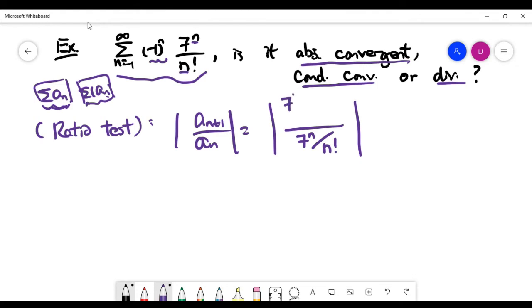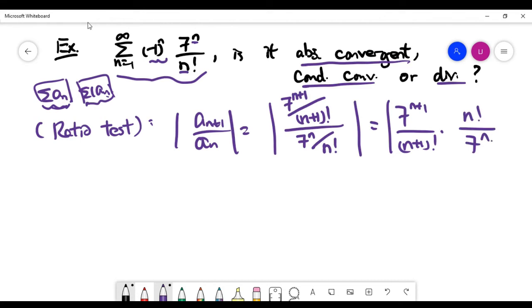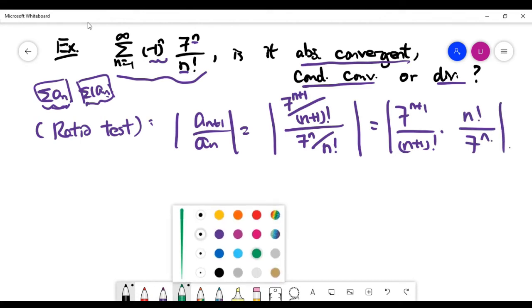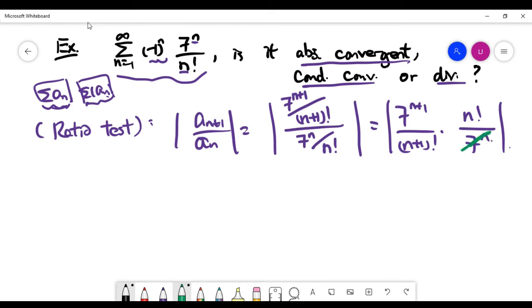So which means the top is 7 to the power n plus 1 divided by n plus 1 factorial. So now I can flip the fraction in the bottom and we can talk about how to do the cancellation now. First of all, please look at the term with the base 7. You see n copies of 7 can be cancelled. So you're left with only one copy of 7 at the top.